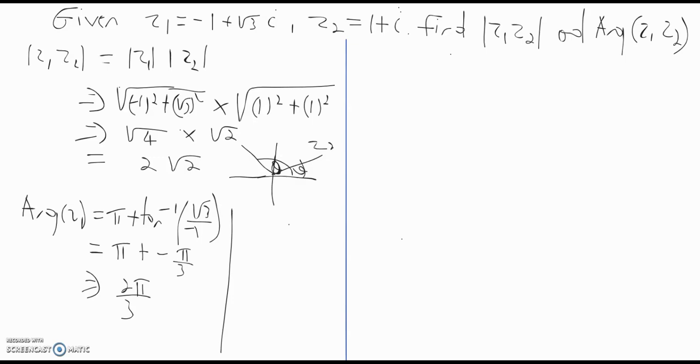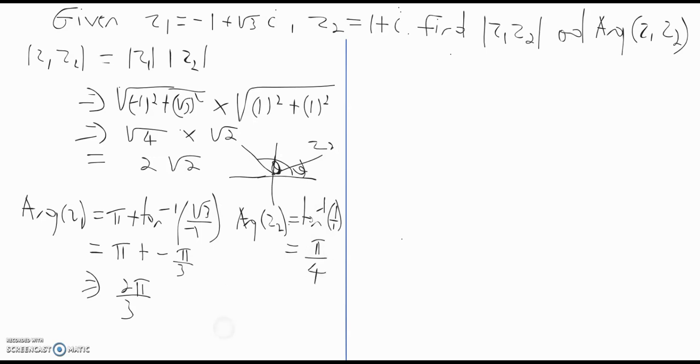Now, of course, we don't even have to work this out because 1 plus i means 1 to the right, 1 up, which means that the complex number here is going to fall in the center between the positive x-axis and the positive y-axis, which means that the angle is going to be pi over 4. But we can work it out. So we can say that the argument of z2 is just equal to tan inverse of the imaginary part, which is 1 over 1, which is going to be pi over 4.